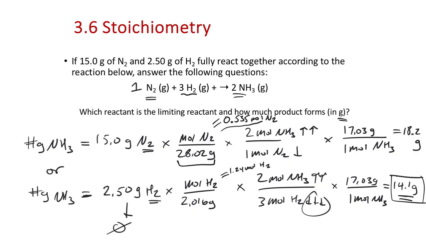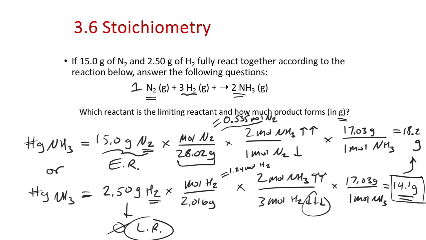So I don't have enough hydrogen to go from 14.1 grams up to 18.2 grams. If I want to get this yield here, I need to add more hydrogen to the mix. So I need to have more hydrogen to react with the N2. So in other words, nitrogen is going to be left over. This is the excess reactant. And then the hydrogen, of course, here we see is our limiting reactant. It's the one that limits the amount of product formation.